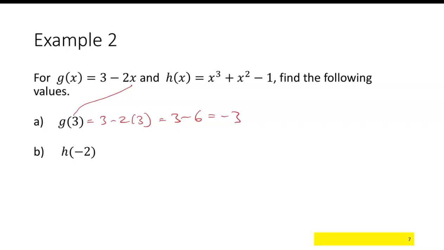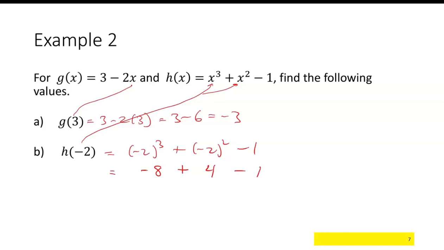For part b, I'm going to take this negative 2, go to the function we call h, and replace all the values for x with negative 2. So I would put it there and there. This will give me negative 2 to the third plus negative 2 squared minus 1. Well, negative 2 times negative 2 times negative 2 is negative 8. Negative 2 times negative 2 is positive 4, minus 1. Now we add and subtract left to right, so negative 8 plus 4 is negative 4, and negative 4 minus 1 is negative 5.